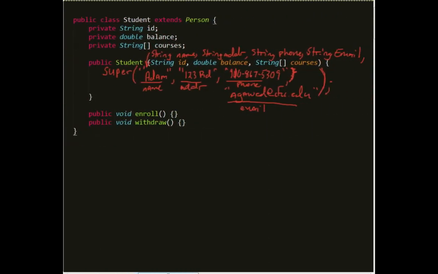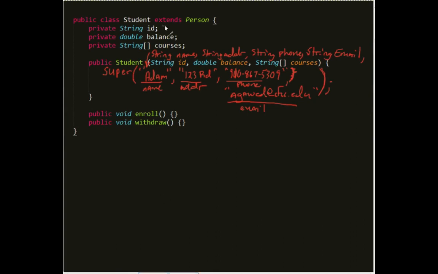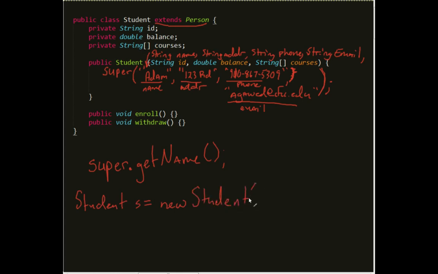Now, one of the things that I can do as well is, because I'm working with a subclass, that means I have access to not only my super constructor, but also some of the other public facing variables. So I can do super.getName. What's really nice is I can actually create a new student. Say, for example, I make a student. Student s equals new student, and we'll just assume I have enough in my parameters here. I can now do s.getName.